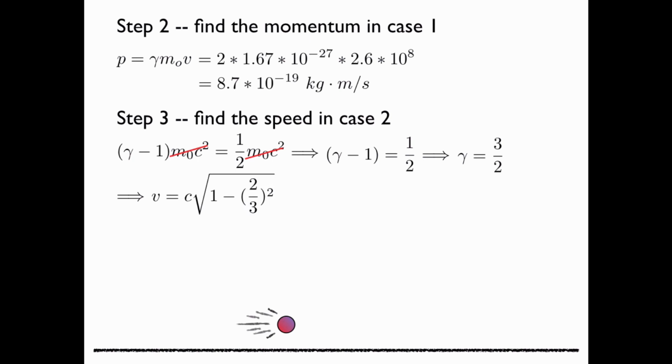Using the formula which was on the previous slide, we can solve for v, and we plug in the reciprocal of gamma inside the square root, inside the parentheses. That's 2/3. And we get a value of square root of 5 over 3 times c, which is just square root of 5 times 10 to the 8, because c is 3 times 10 to the 8 meters per second.